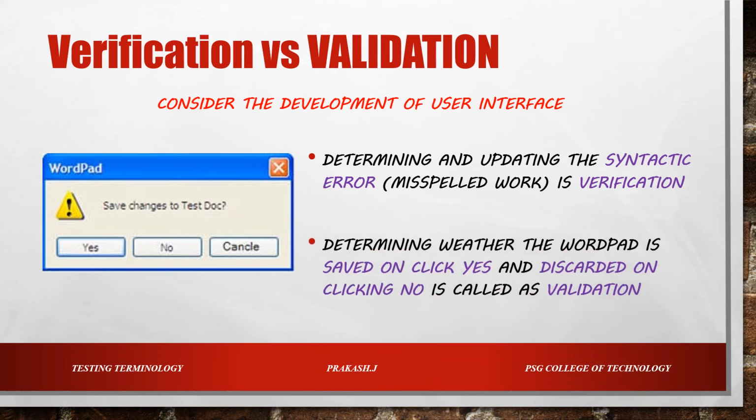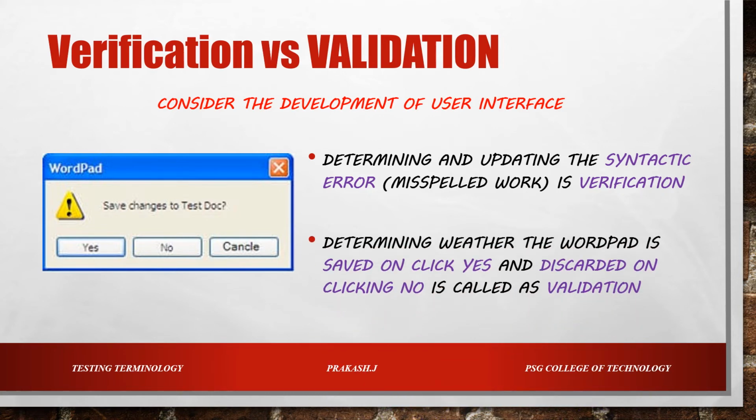What is validation? It ensures that when you click yes, it saves the document, or when you click no, it discards the document, or when you click cancel, the operation gets cancelled. If it is happening correctly, then it is called validation.